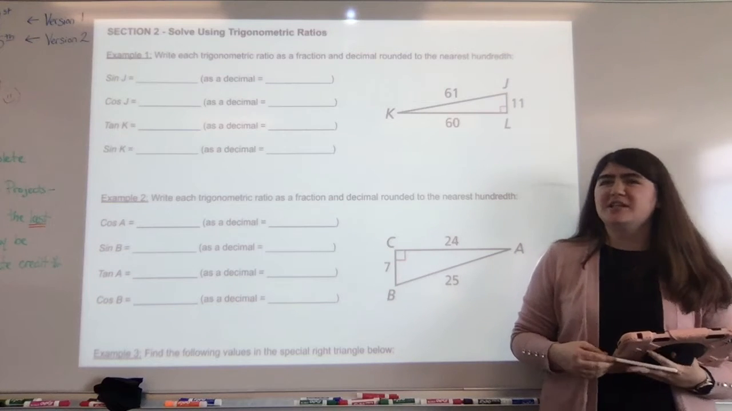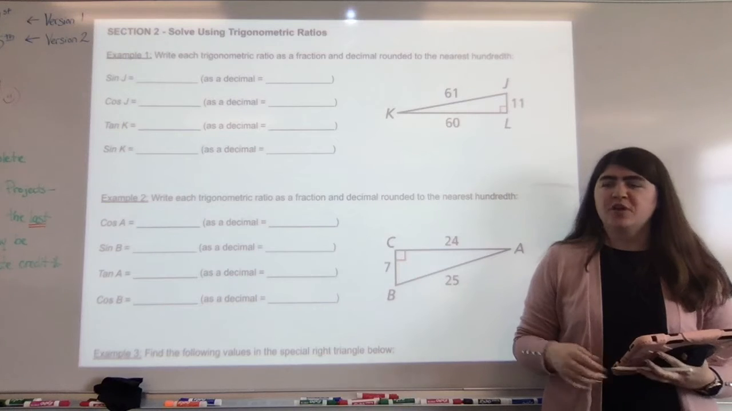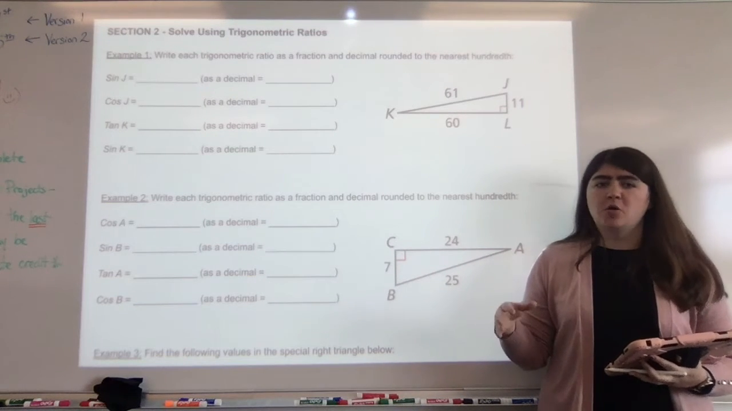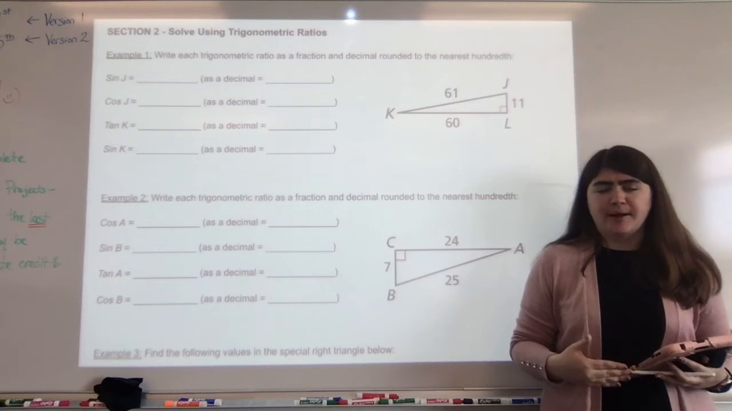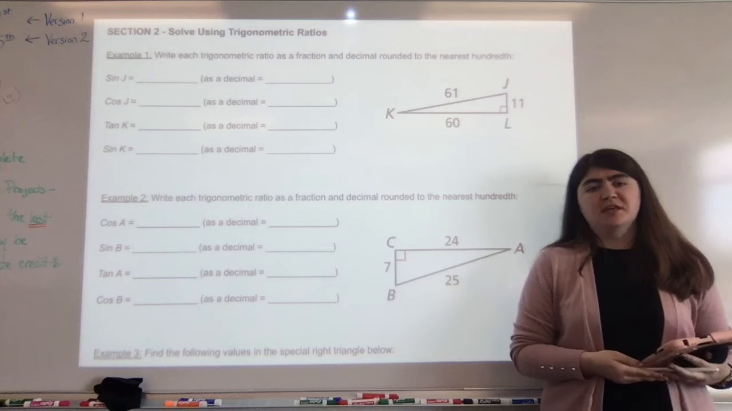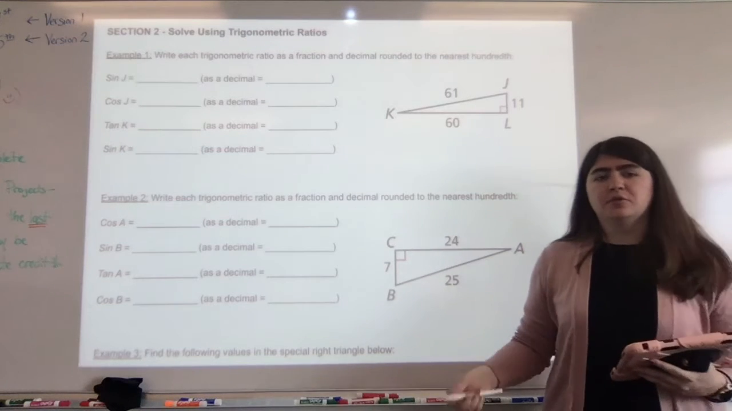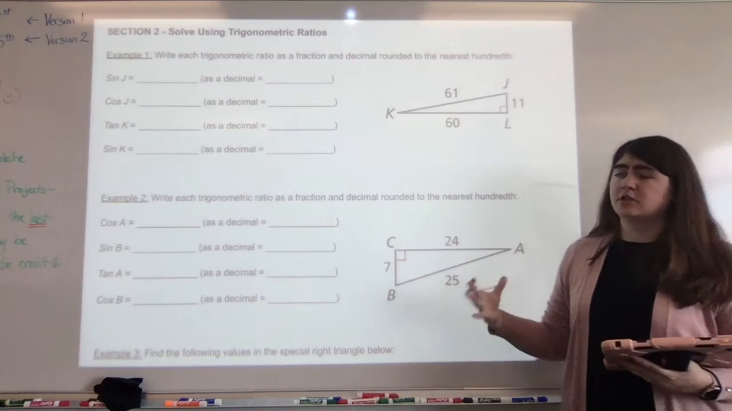Everyone, we're continuing today with section 2, solving using trigonometric ratios. So in section 9.1 we covered at the very end SOHCAHTOA, meaning sine is equal to the opposite side over the hypotenuse, cosine is equal to the adjacent side over the hypotenuse, and tangent is equal to the opposite side over the adjacent side. Now we're going to use that to do some solving.